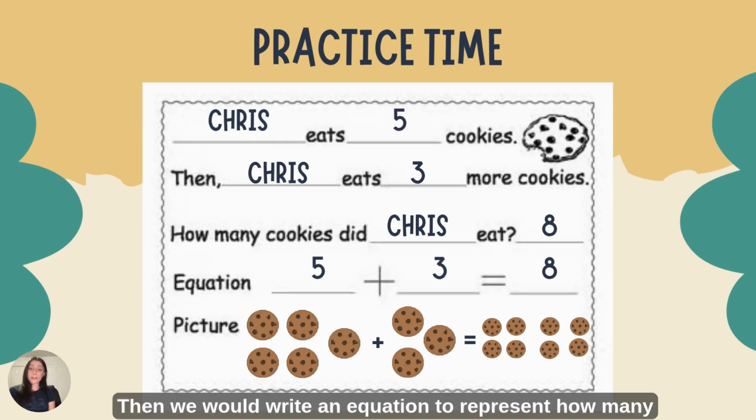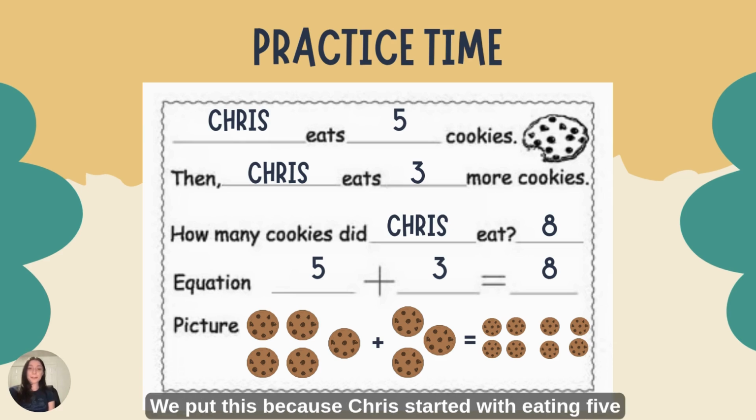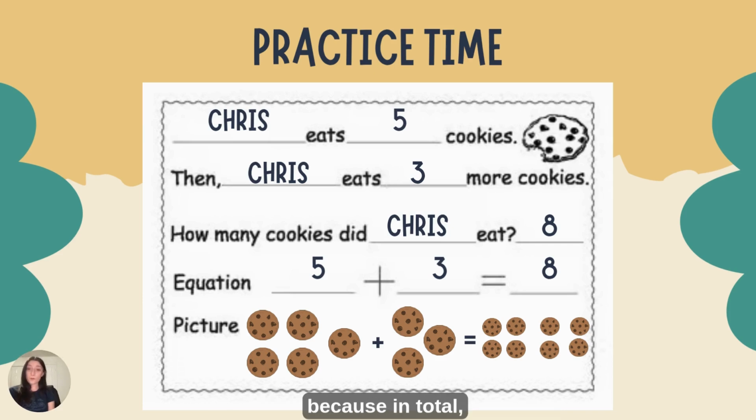Then we would write an equation to represent how many cookies Chris ate in total. The first amount we would put is 5. Then the second amount is 3. We put this because Chris started with eating 5 cookies and then he ate 3 more cookies. So we're adding these numbers together. This is going to equal 8 cookies because in total, Chris ate 8 cookies.